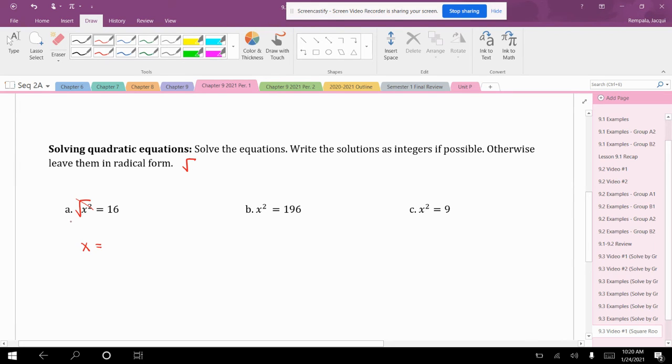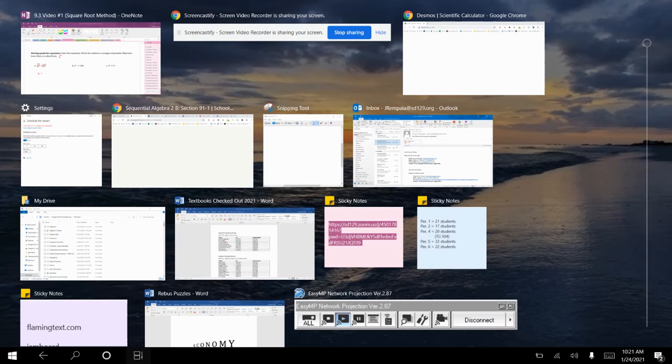Now, if you do the square root on the left, you have to balance out the equation, so you have to do it on the right. So when you take the square root of 16, there's a couple different ways for you to go about doing that. You can use a calculator. So let me show you the calculator.